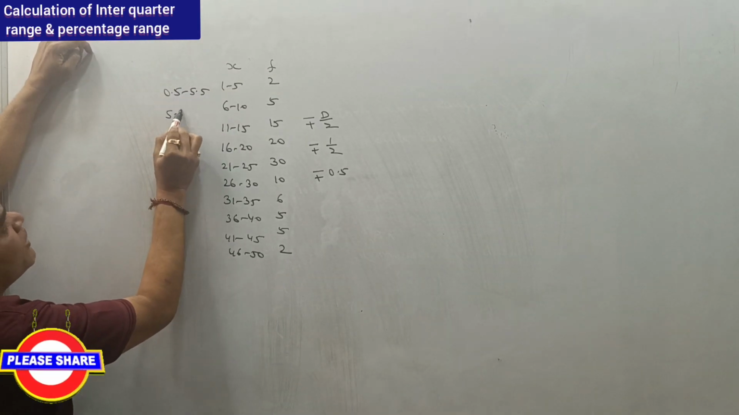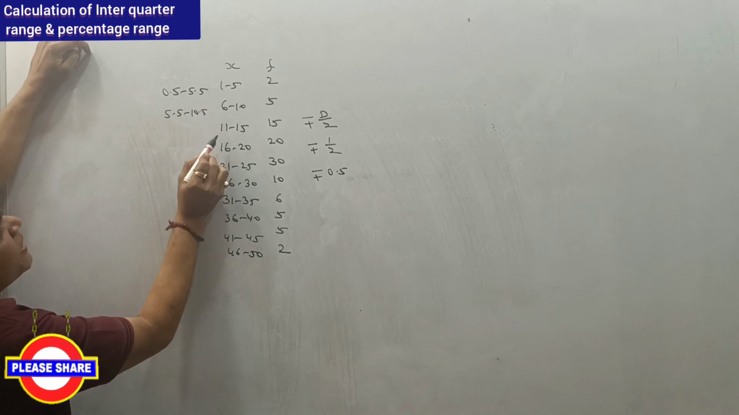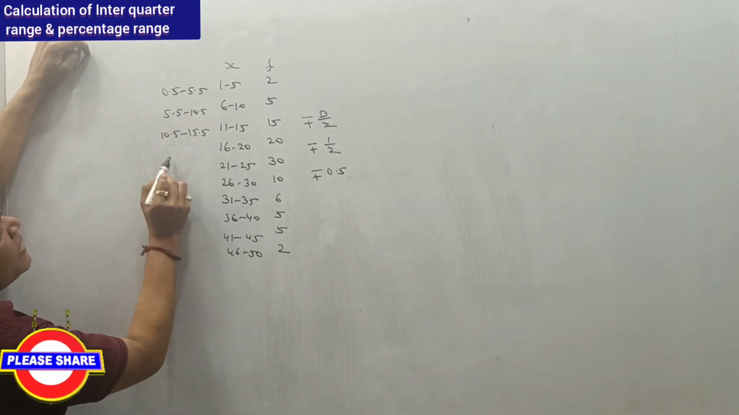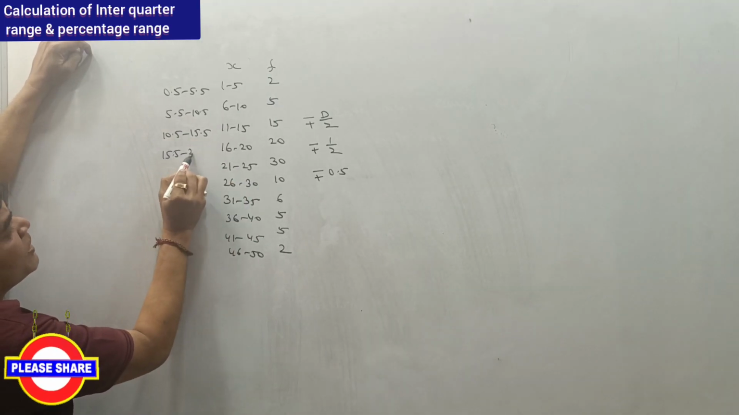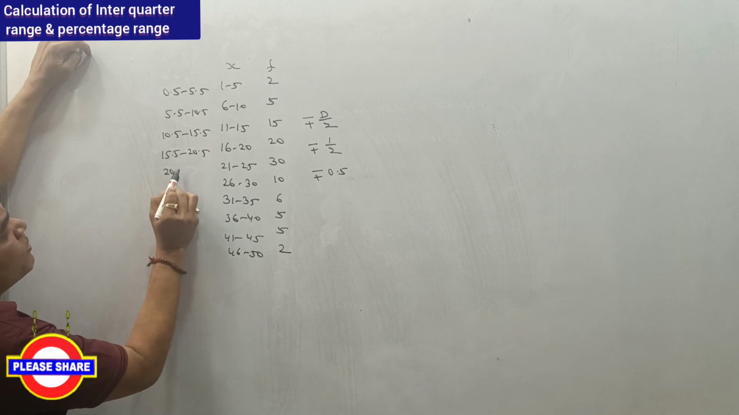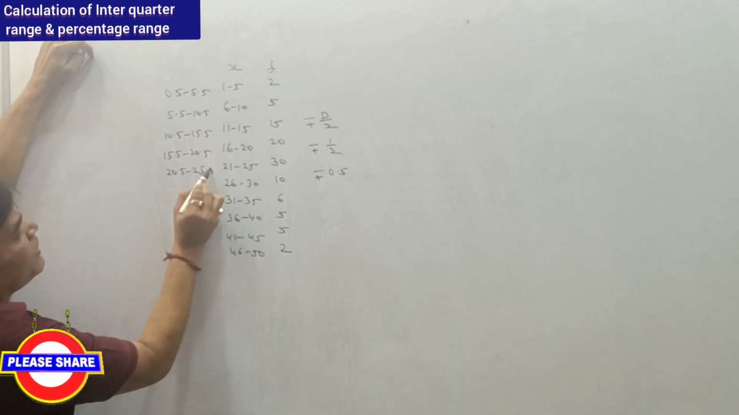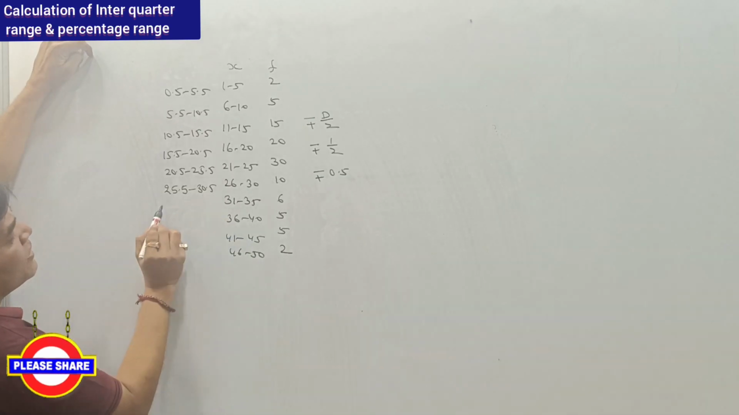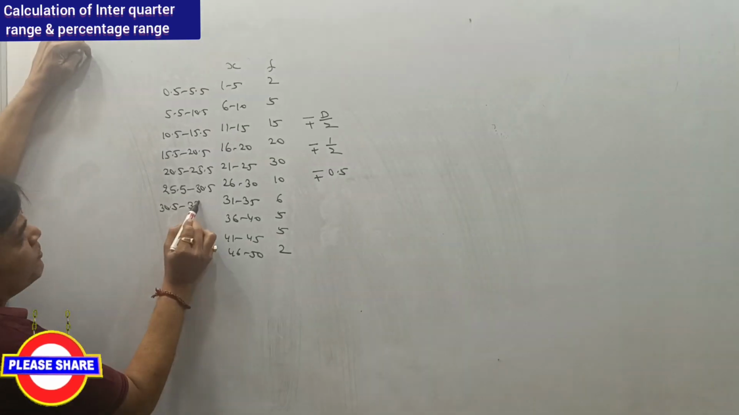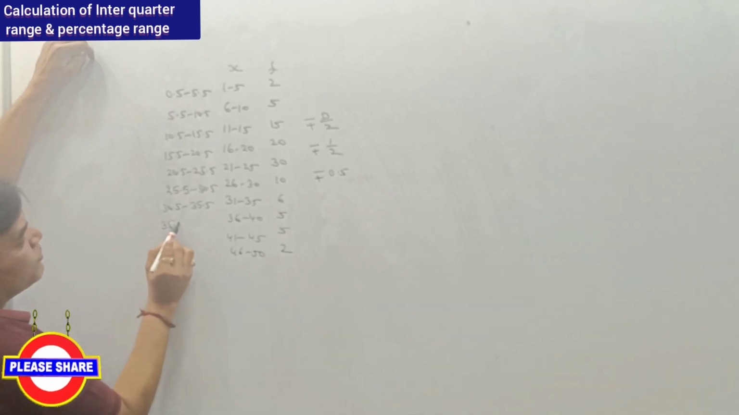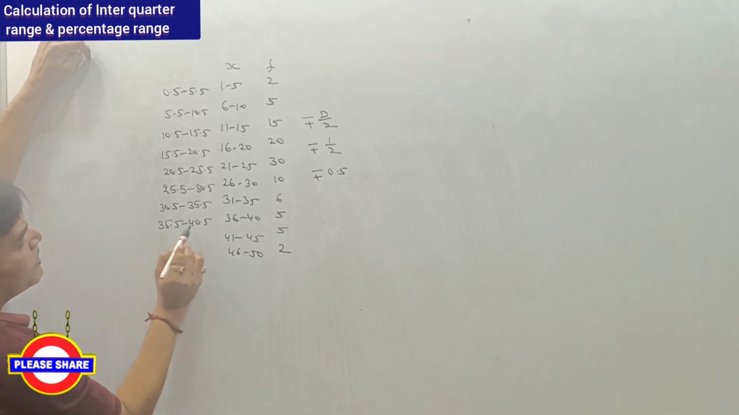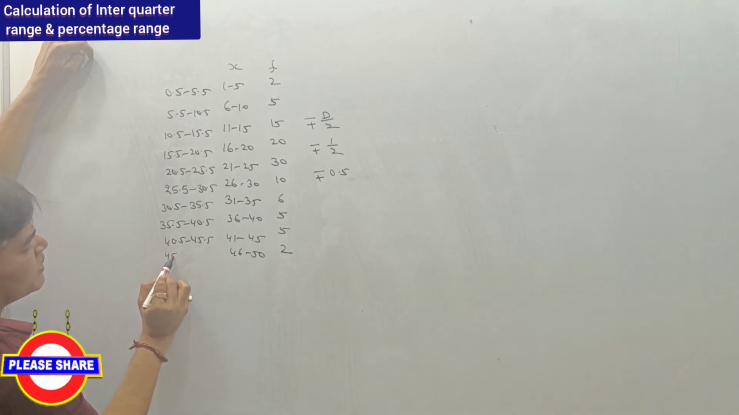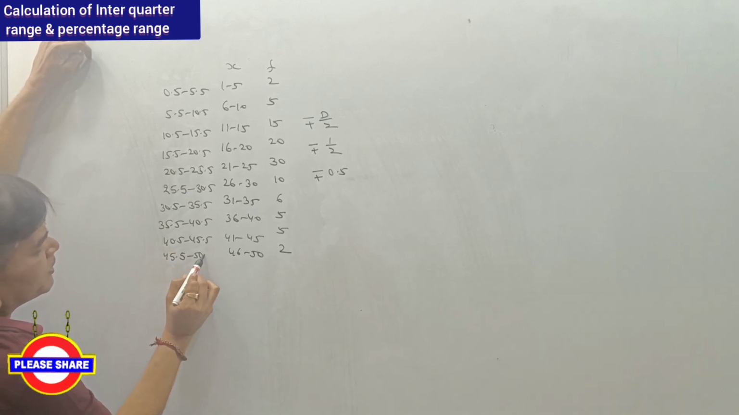Second, 5.5 to 10.5, then 10.5 to 15.5, then 15.5 to 20.5, then 20.5 to 25.5, 25.5 to 30.5, 30.5 to 35.5, 35.5 to 40.5, next 40.5 to 45.5, and the last one is 45.5 to 50.5.